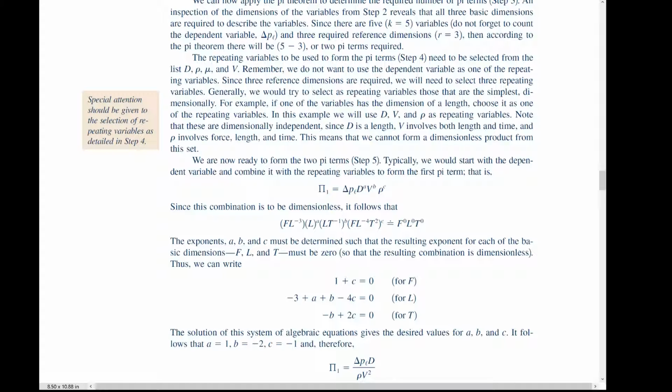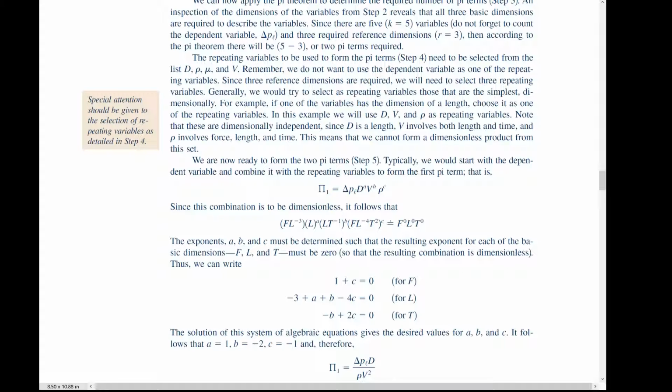Since 3 reference dimensions are required, we will need to select 3 repeating variables. Generally, we would try to select as repeating variables those that are simplest dimensionally. For example, if one of the variables has the dimension of a length, choose it as one of the repeating variables. In this example, we will use d, v, and rho as repeating variables.